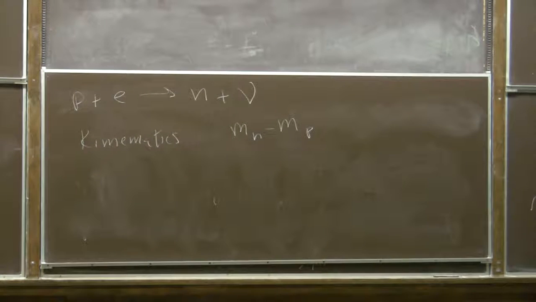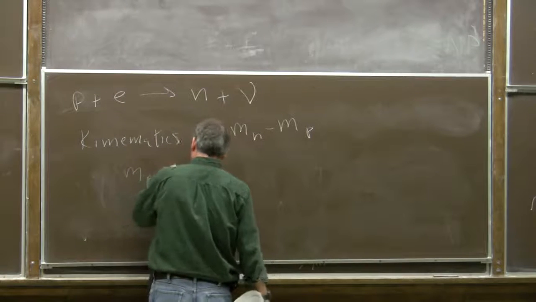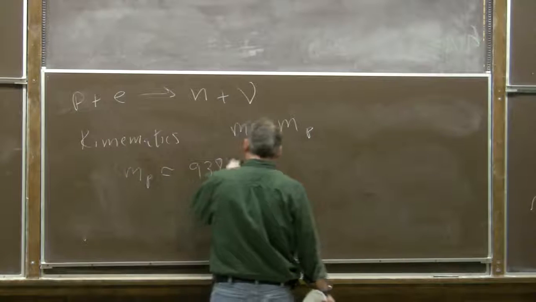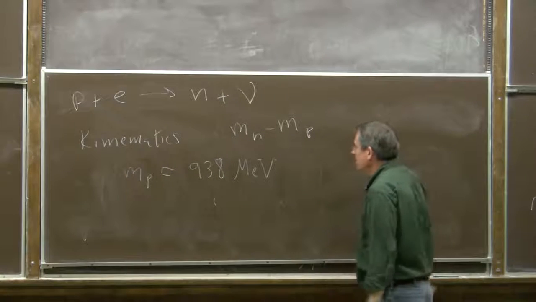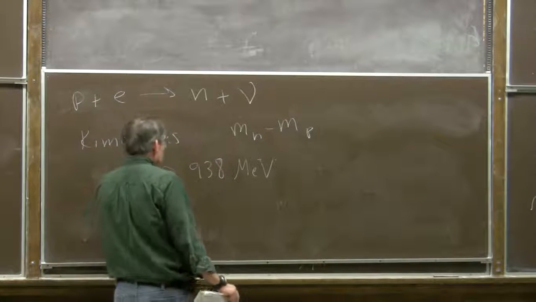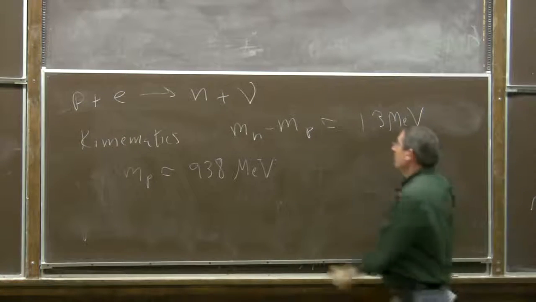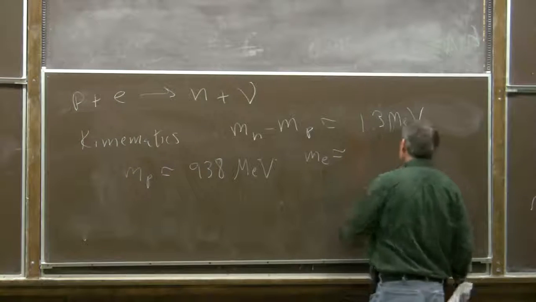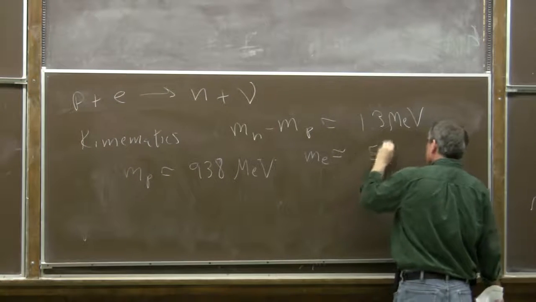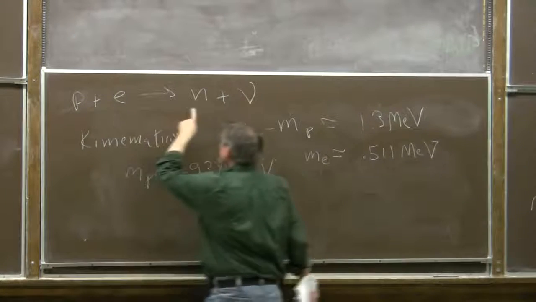What's the mass of a proton, roughly, in MeV? Isn't it about 938 MeV? About a GeV. A neutron is heavier than a proton by about 1.3 MeV. Somebody already told me that the mass of an electron is 0.511 MeV. Okay, so it's just not kinematically favored, unless you had a lot of energy, for a proton and electron to make a neutron.